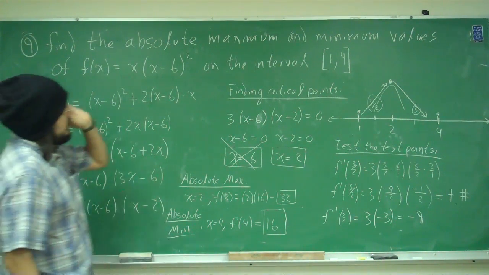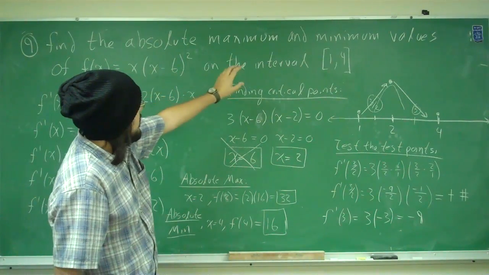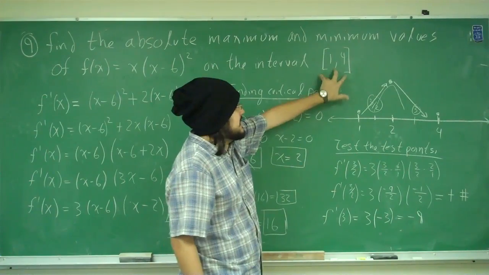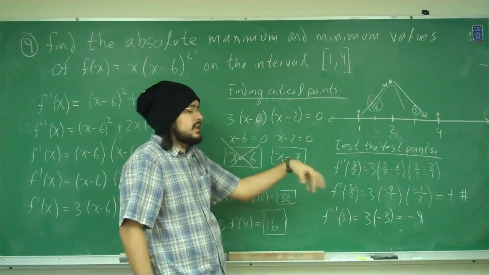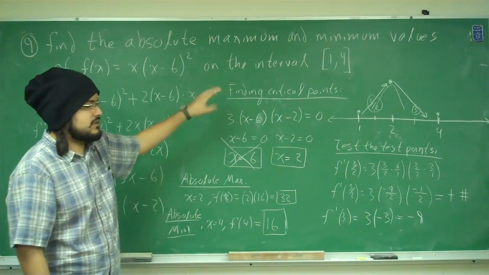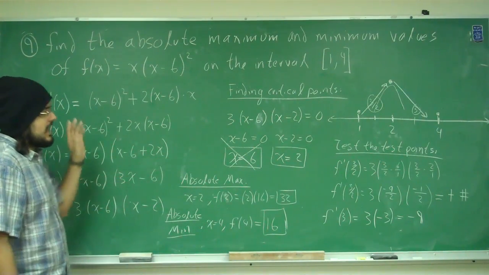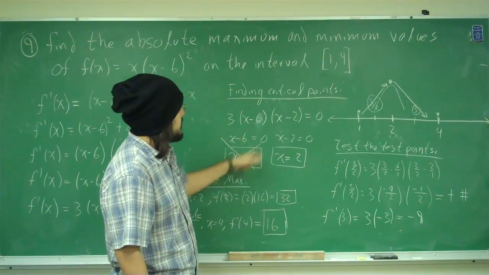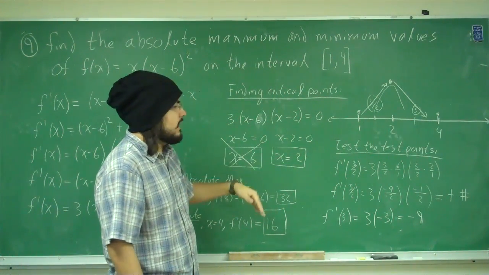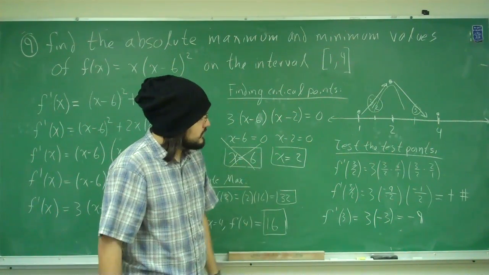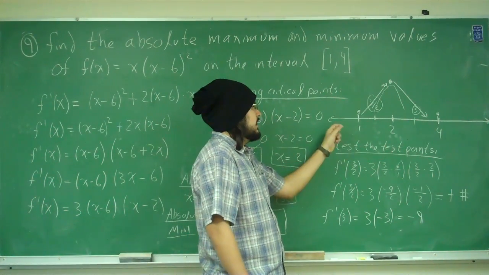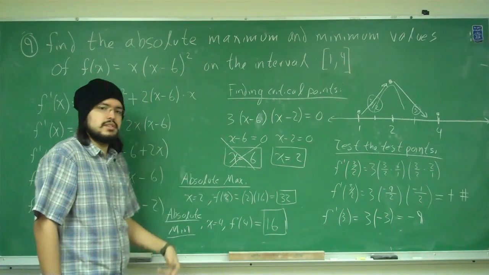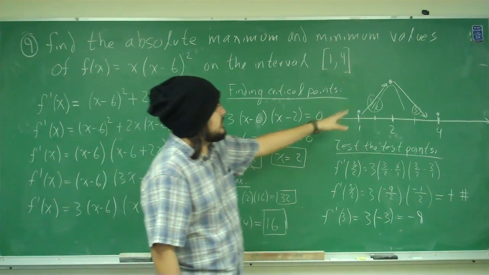Very important: when they give you an interval and they're asking for the absolute maximum, and the endpoints are included, the endpoints are already critical points, plus the critical points that you find when you make the derivative equal to 0. Put all your critical points on the number line, and if you have a critical point that's not in your domain, you have to cancel that out. Then get some test points, test to see if it's increasing or decreasing. That will give you a rough estimate if it's a max or a min.